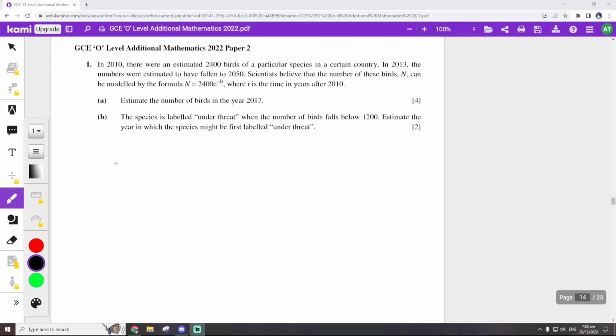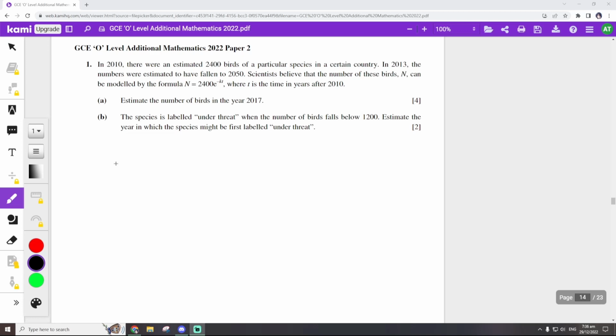In 2010 we have 2400 birds of a particular species. In 2013 it drops to 2050. So n is 2400 e power negative kt, where t is the time in years after 2010. Estimate the number of birds in the year 2017. So first we need to find the value of k, right?